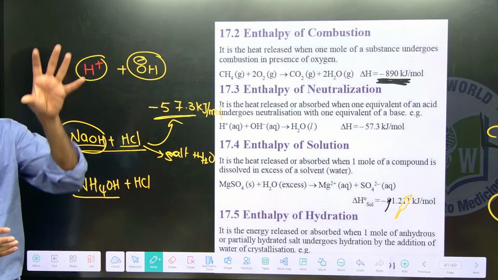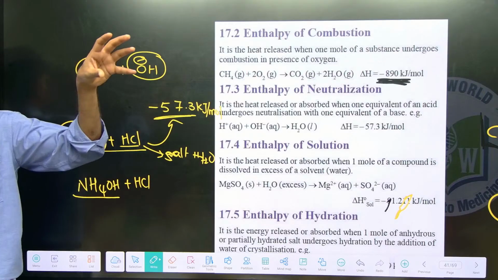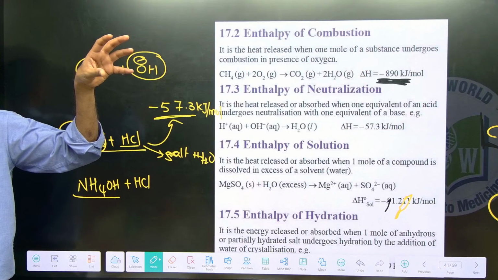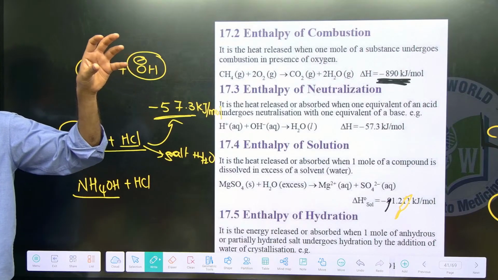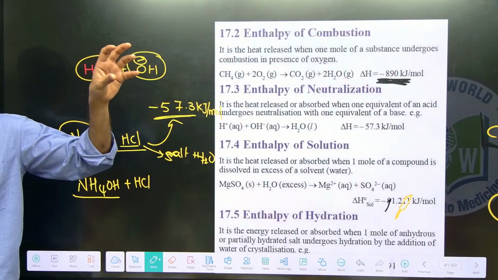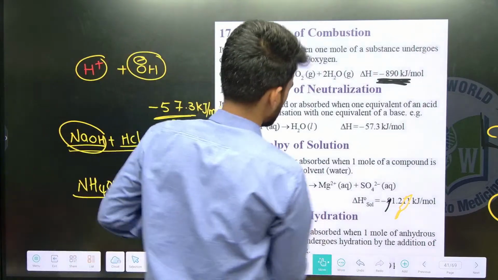So where do we have the maximum amount of energy released? And the minimum amount of energy released? Weak acid and weak base. If both of them are weak, it will be the least. You got this concept? Yeah, that's it. Next.